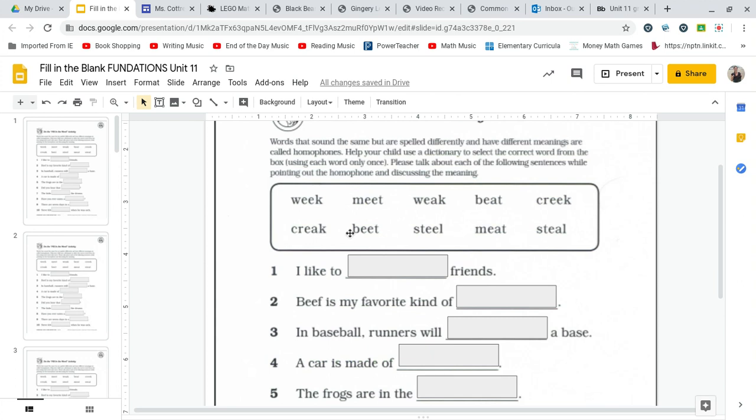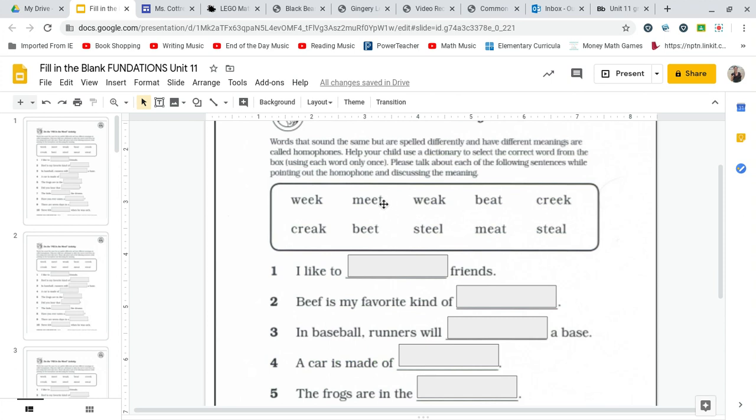Then we have creek and creak. This creak with an EA is a sound, right? The door can make a creak sound, okay? Or your knees sometimes creak. This type of creek with the two E's is a type of water, right? Smaller than a river. It's a very small stream of water. A lot of times if you go over to Shark River Park, or when we went with Mr. Warner to Summerwood, we would see a creek.